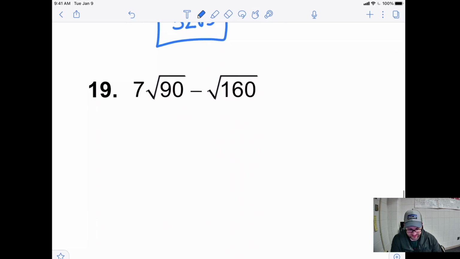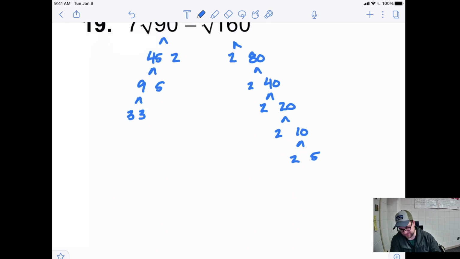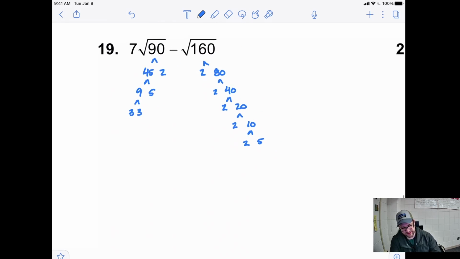Last problem, number 19. We're going to treat it the same way. We're going to break down everything first, and if we can, we're going to combine them at the end. So 90 is 45 and 2. 45 is 9 and 5. 9 is 3 and 3. Let's break down 160 while we're here, too. It looks like that would be 2 and 80, which would be 2 and 40, which would be 2 and 20, which would be 2 and 10, which would be 2 and 5. So when I rewrite these, let's just actually simplify this.